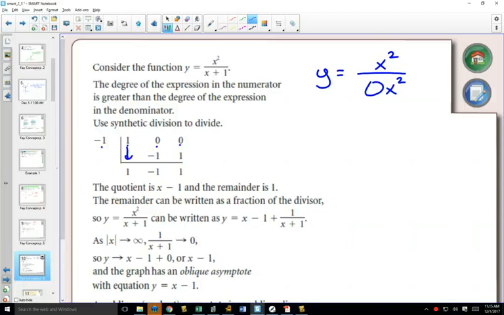Bring down the 1, multiply, add, and you get this answer, which would mean x minus 1, remainder 1. For the equation of your diagonal asymptote, you can ignore the remainder, and whatever you get when you divide will be the equation of your oblique or diagonal asymptote.